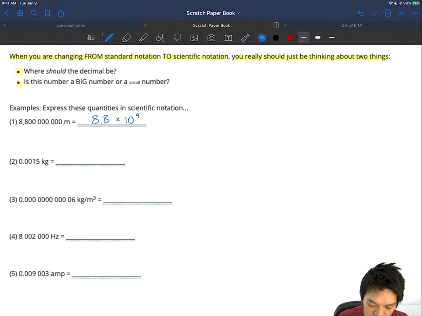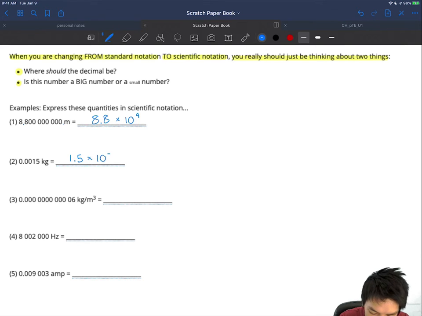For example number 2, let's take a look at this. Where is the decimal place supposed to be? Well, it's supposed to be after the first non-zero number, so after the 1.5. And this is going to be times 10 to the something. Well, is this a big number or a small number? It's a decimal number, so it's a small number. So I know that this is going to be times 10 to the negative something.